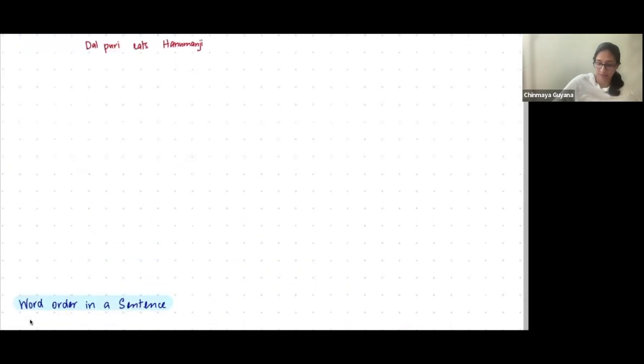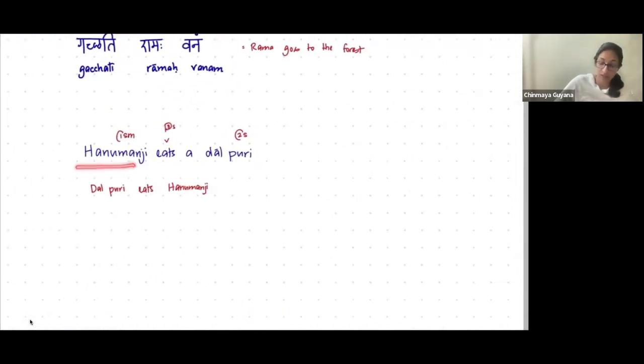What does that mean? See, Hanumanji eats a dal puri. Actually, it's Hanumanji eats a puri. What kind of puri? A dal puri. So the word dal will come before puri in the sentence itself. So whatever word is there, if it is being qualified, like where is he bringing it from, the house? So from the house will come in front of the word that is being described. We'll see the examples now when we do the sentences. Okay?